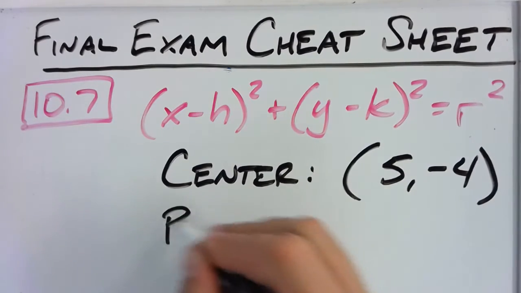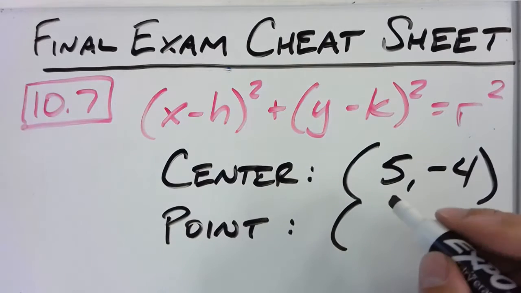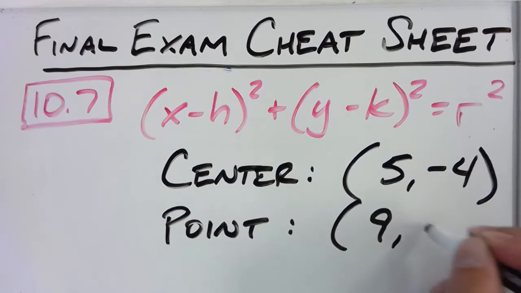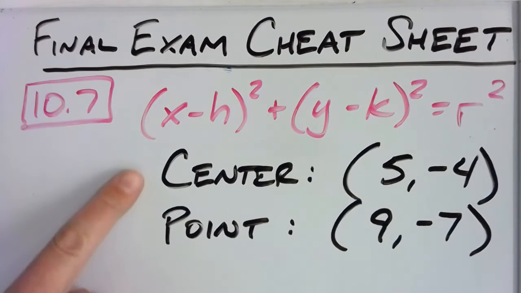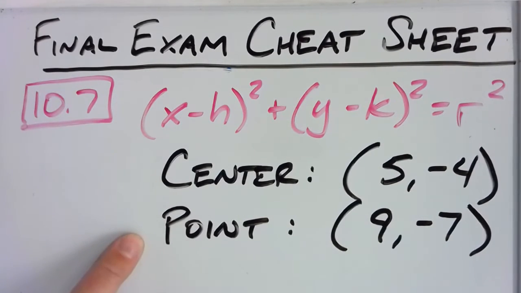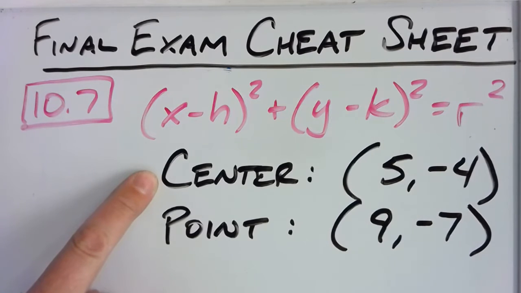And then you're going to be given some other point on the circle itself. And again, for the sake of this example, we'll just pick a point. We'll give it (9, -7). So just briefly to discuss what the meaning of these things are. These are just locations on the coordinate grid. It is important, worth noting, that the center of a circle is not actually on the circle itself.